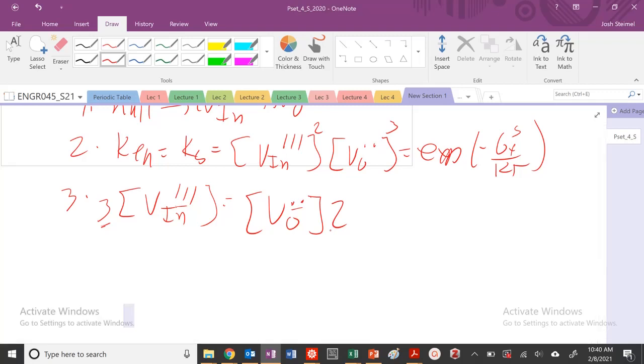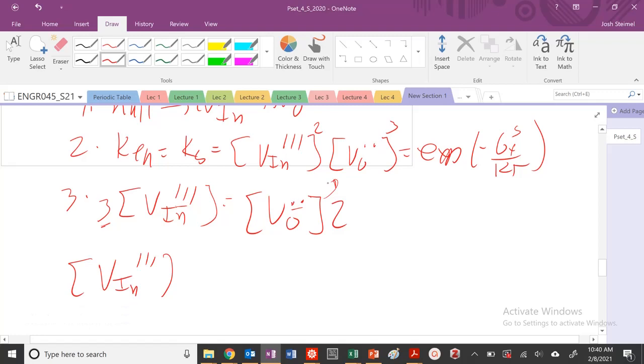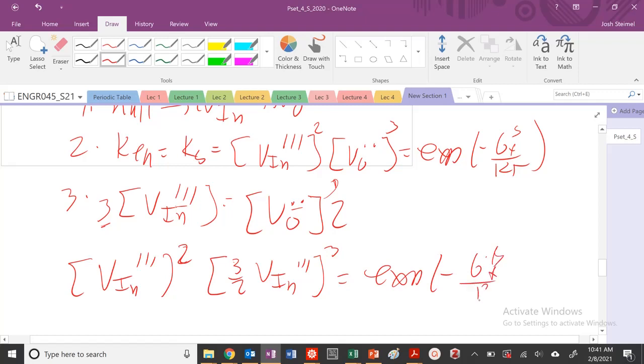So that's it. For the intrinsic reaction, if I want to figure out the concentration of vacancies in my host, I can now use this expression and plug it back into here. So I could say that the vacancy here squared is equal to 3 over 2 times the vacancy in indium to the cube power, and that's equal to exponential minus G formation of Schottky over KT.